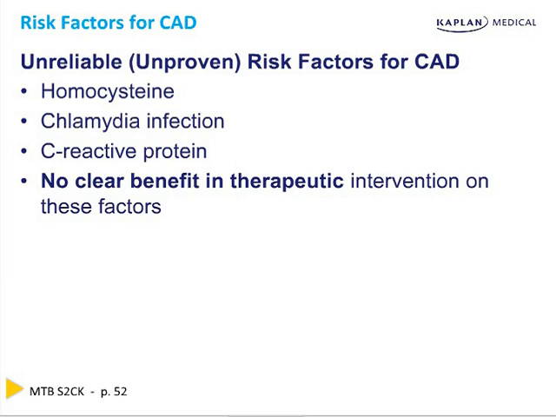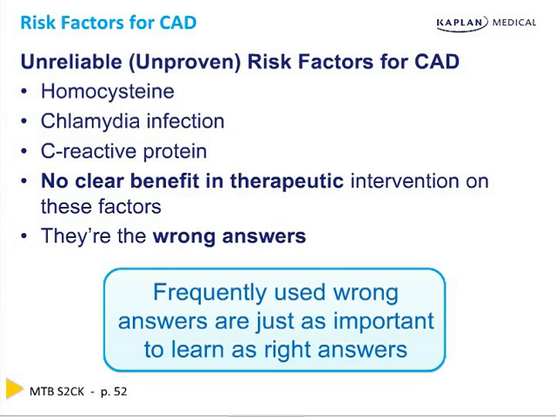See, LDL is clear. Coronary disease and LDL above 100, clear, statins. Hypertension above 140/90, clear, lower it. Those are clear things. You can't do anything about these others. They are the wrong answers. And when you go into Step 2, knowing the wrong answers can be as useful for you as knowing the right ones, because then you know what not to choose.